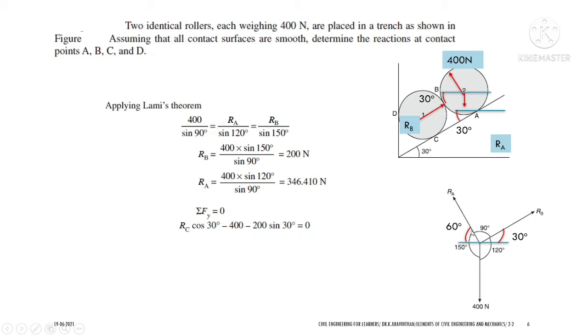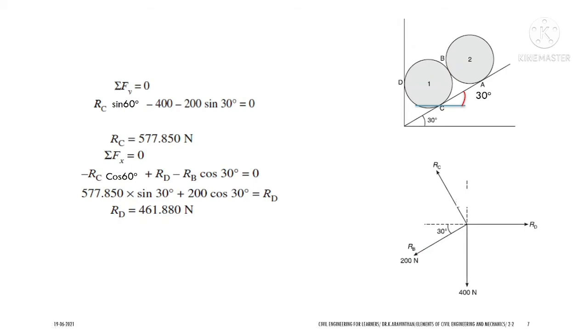After finding this, if you subtract 90 from 180, you will get exactly a 90 degree angle, and the remaining angles we shall find. 90 plus 60 is a total angle of 150, and 90 plus 30 is a total angle of 120 degrees. So you can use Lamy's theorem to find the reactions: 400 divided by sine 90 degrees, RA divided by sine 120 degrees, and RB divided by sine 150 degrees. So this is Lamy's equation. You can find RB and RA. After simplifying, you get 200 Newton and 346.410 Newton.